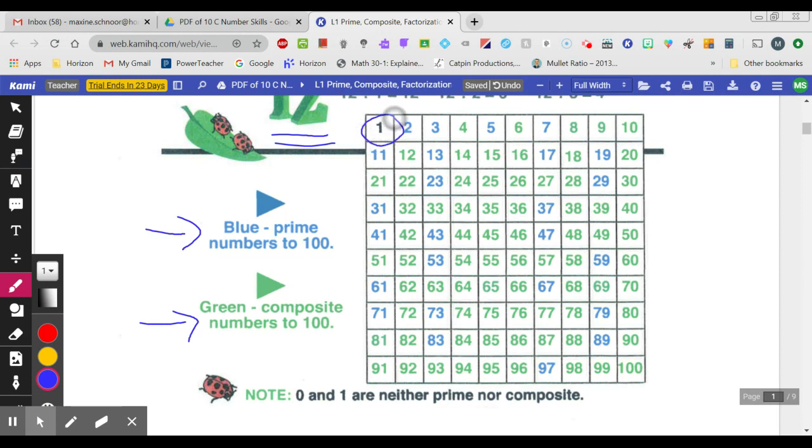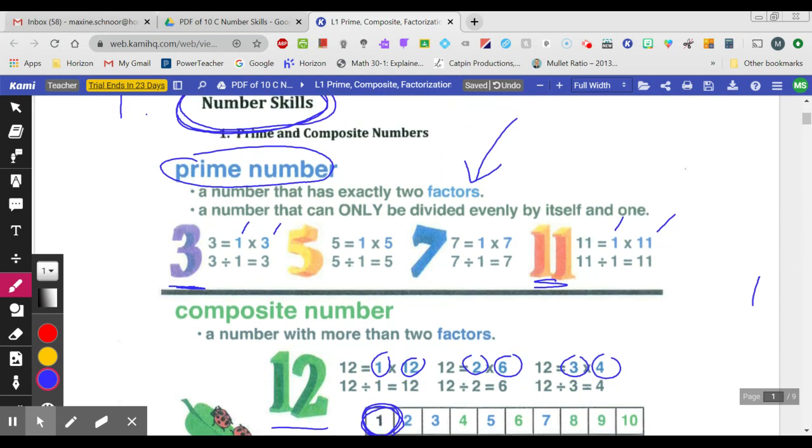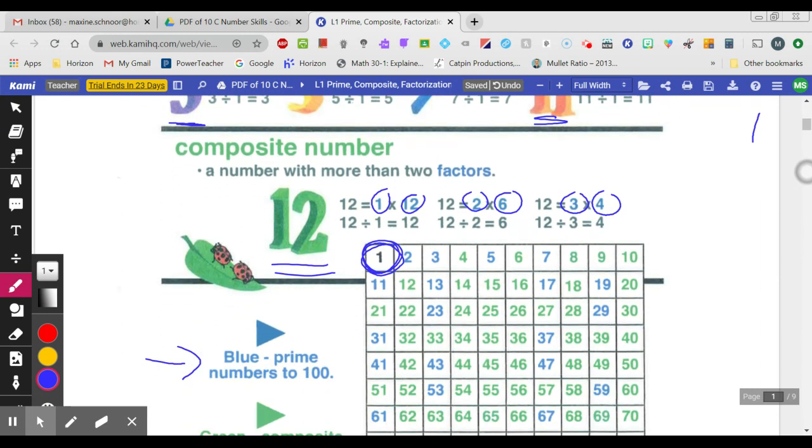You'll also notice that the number 1 is black and all the others are blue or green. 1 and 0 are neither prime nor composite. Remember, the definition for prime is it has to have two numbers that go into it. Well, 1 is only divisible by 1, so 1 only has one factor. In order for it to be prime, it has to have two factors. 0 is another such case.